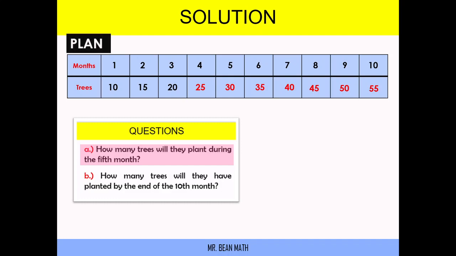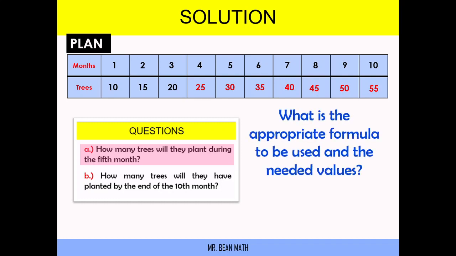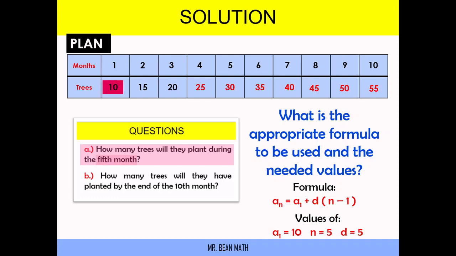Now, after we understand the problem, next is to devise a plan. What we'll do is to write an equation. What is the appropriate formula to be used and the needed values? So familiar na tayo na ang formula na ginagamit for arithmetic sequence is a sub n is equal to a sub 1 plus d times quantity n minus 1, and the values are a sub 1 is equal to 10, which is the first term, n is equal to 5, which is the 5th month, and d is equal to 5, which is the common difference of the sequence.